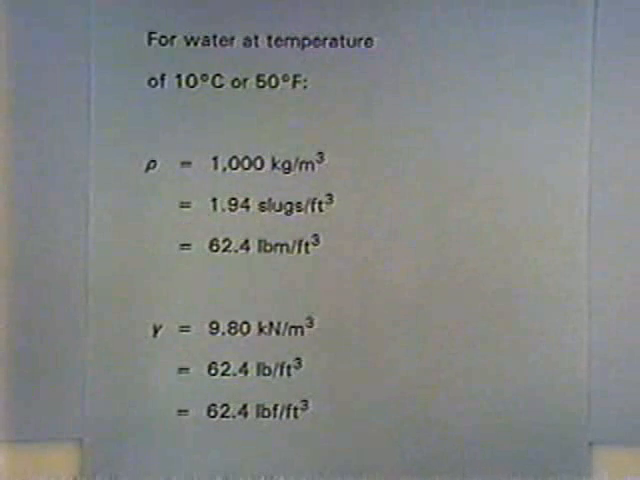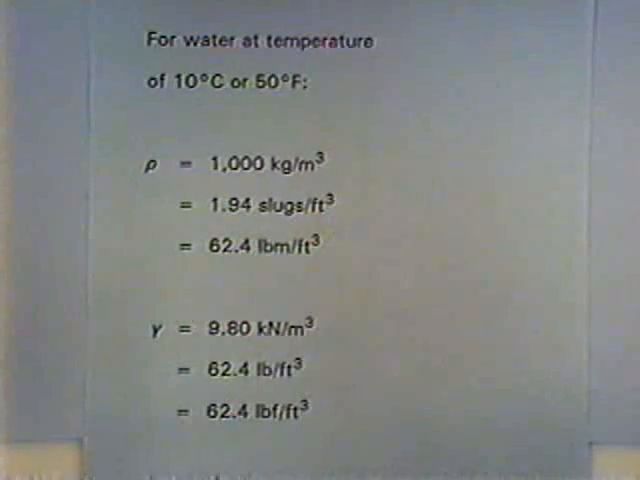And we can all memorize those numbers. And in the example problems to come later this evening and next week, whenever we have a formula, an expression that has density or unit weight in it, we can pull those numbers out and plug them in.